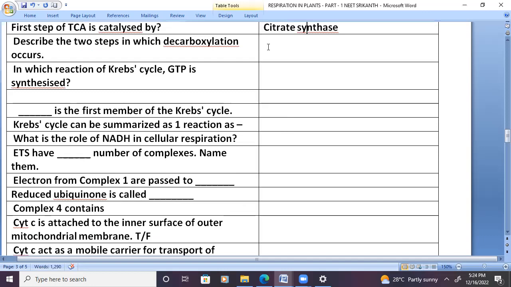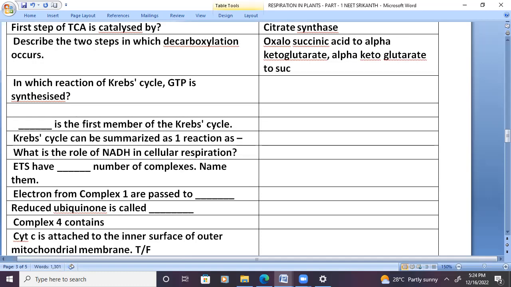Describe the two steps in which decarboxylation occurs. Oxalosuccinic acid to alpha ketoglutarate, and alpha ketoglutarate to succinyl coenzyme A.